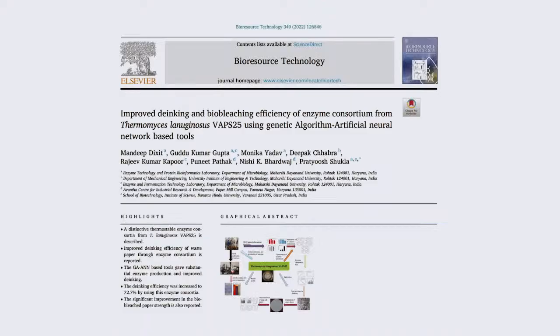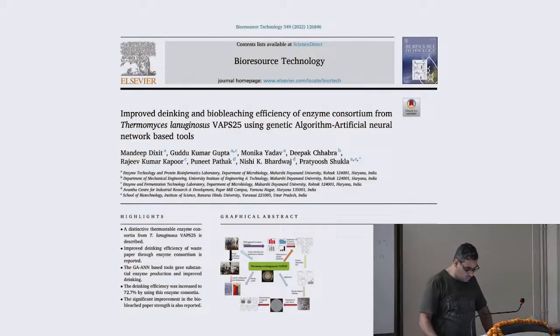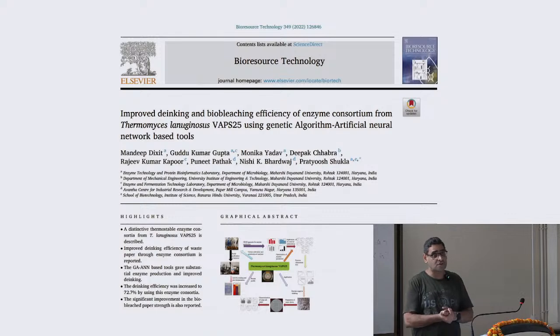Okay, going to this one which I showed you. This is the improved thinking and bio bleaching efficiency of enzyme consortia from WAPS 25 using genetic algorithm and maker based tools. So variety of applications. I am showing you the proof. All that has resulted in some good, significant output. And these all papers are very well cited by others. Some of our papers, I will show you that record also.